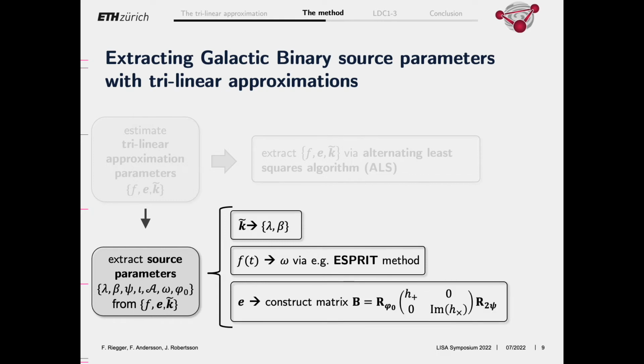From the vector E, we can construct a 2 times 2 matrix B, and we see that B contains information about the extrinsic parameters. We also see that B has a special structure, and due to that structure, we can estimate the extrinsic parameters based on the singular value decomposition of B. So with that, we have derived a 2-staged method to extract the source parameters, and in the next step, we want to apply it to a data set.